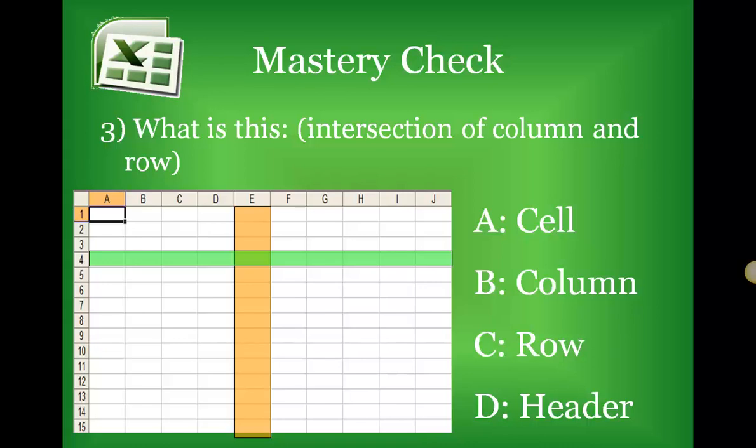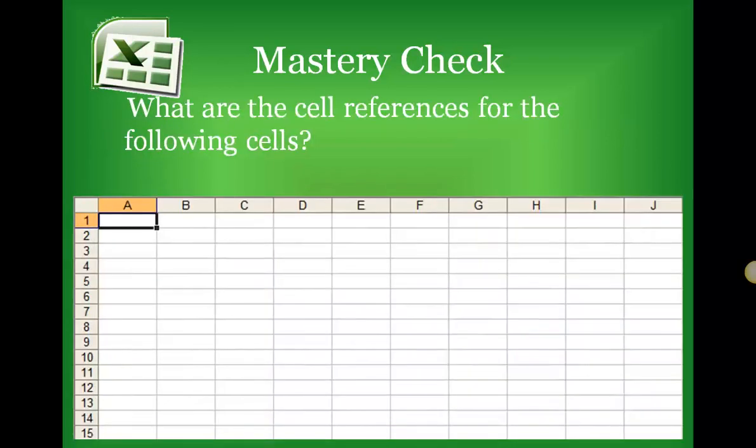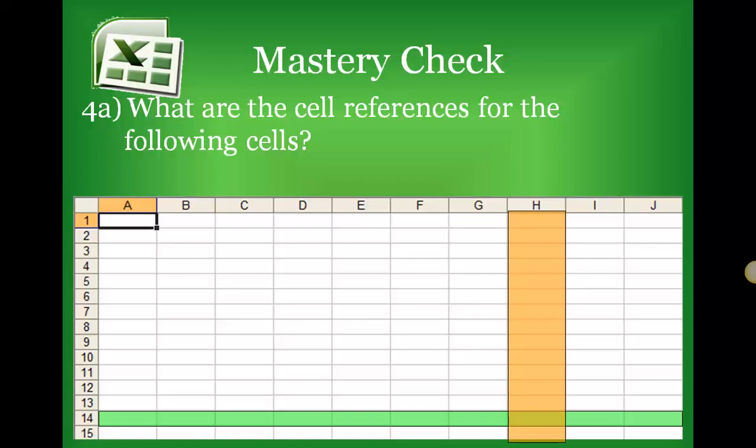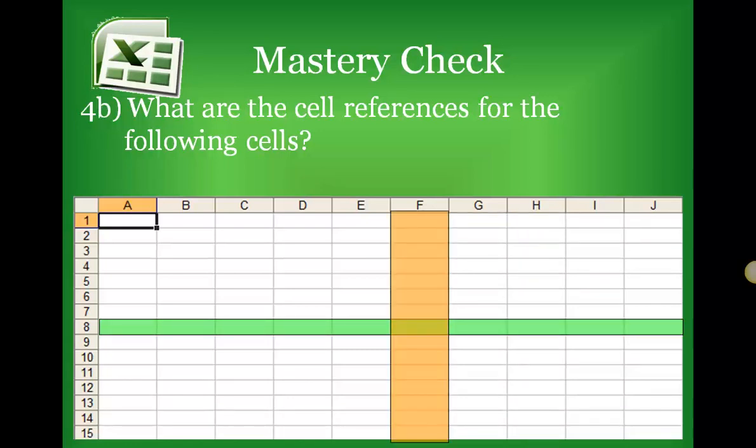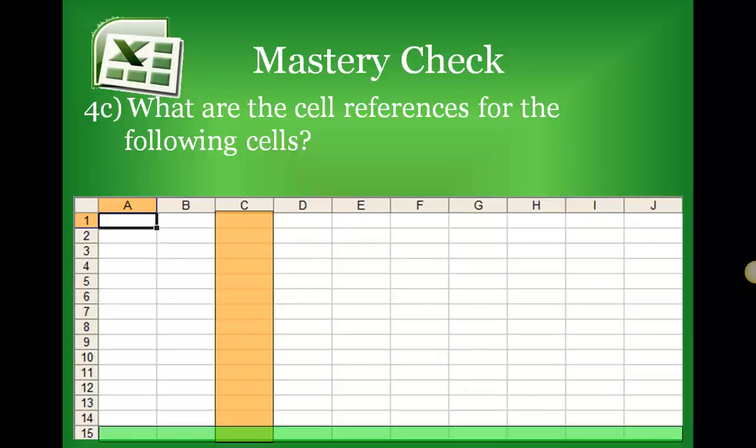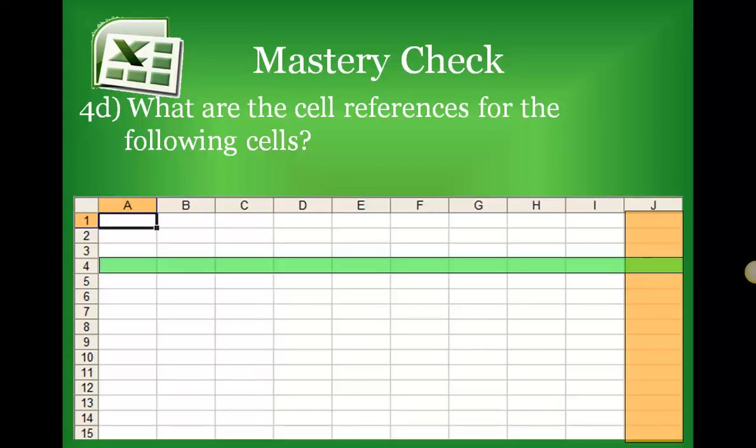Now, what is this that is the intersection of column and row? Is it A, cell, B, column, C, row, or D, header? If you said it was an A, cell, you would be correct. Now I want you to go ahead and label your paper 4A through 4D, and then tell me what these cell references are. This is 4A. This is 4B. This is 4C. And this is 4D.